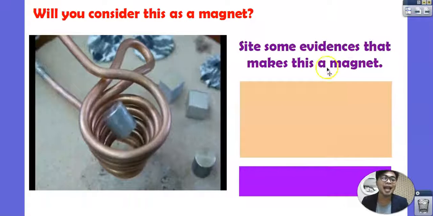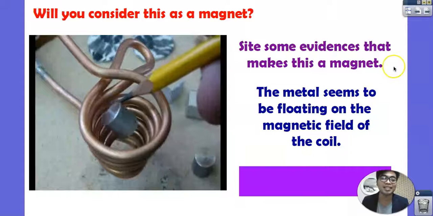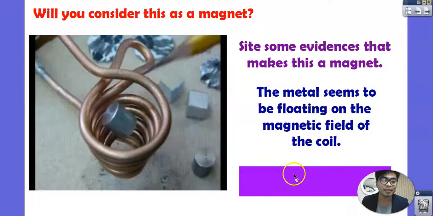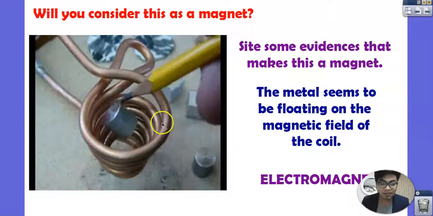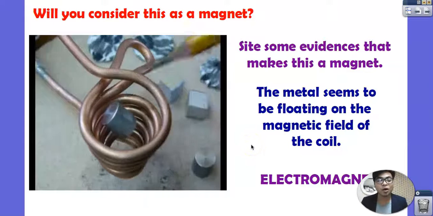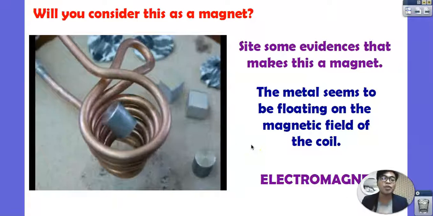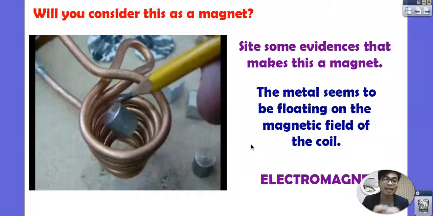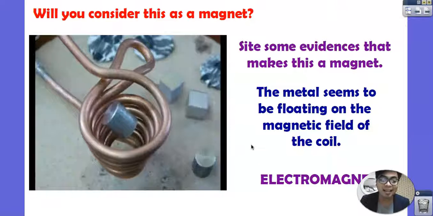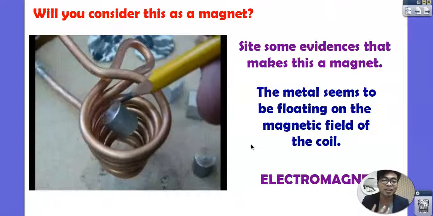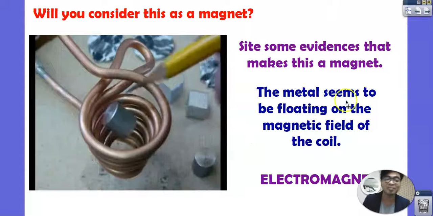But can we consider that a magnet? Well, we can, and the evidence is that the metal seems to be floating on the magnetic field of the coil. We call the wound-up bronze thing here a coil, and therefore we call this an electromagnet. We have two words which will help you define an electromagnet. The word electro refers to electricity, and the word magnet, I think you're really familiar with, refers to any material that attracts other metals or other magnetic materials.